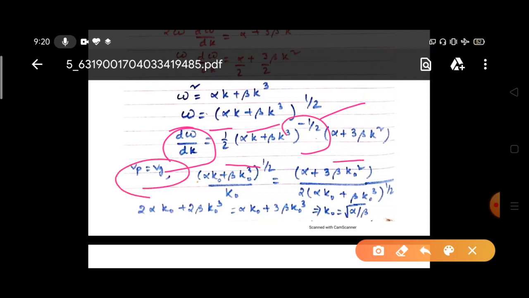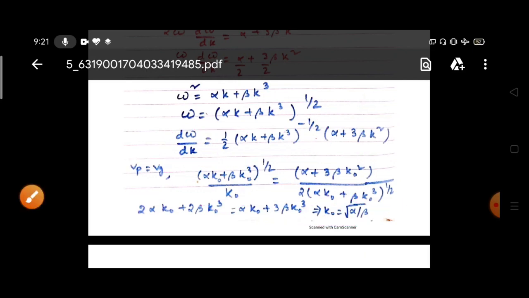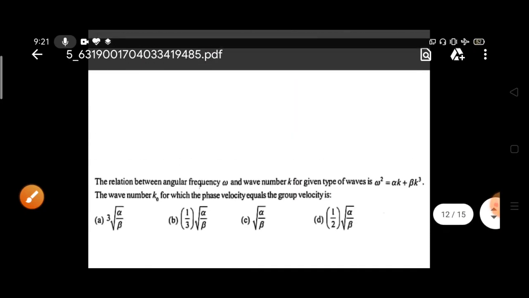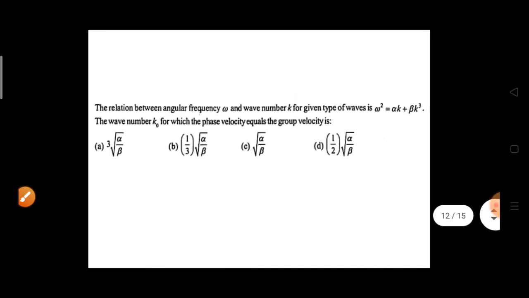So Vp equals Vg at a certain k naught. I denote it as alpha k naught plus beta k naught cube whole to the power half divided by k naught, that is omega by k, equals d omega by dk, that is alpha plus 3 beta k naught square divided by 2 into alpha k naught plus beta k naught cube whole to the power half. After simple calculations, we get k naught equals root over alpha by beta. So this is our answer.